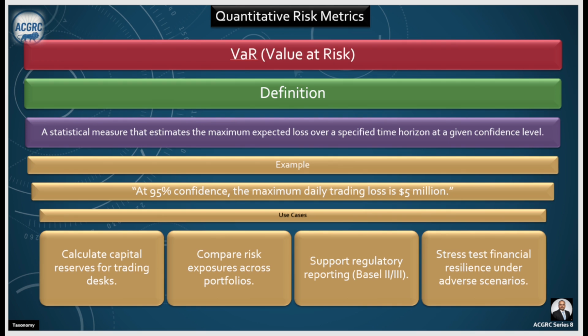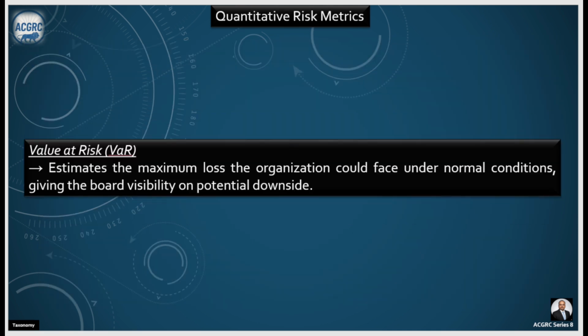VaR is used for calculating capital reserves for trading desks. VaR can be used to compare risk exposure across the portfolio. It could also be used for supporting regulatory reporting, or for stress testing financial resilience under adverse scenarios. VaR estimates the maximum loss the organization could face under normal conditions, giving the board visibility on the potential downside.